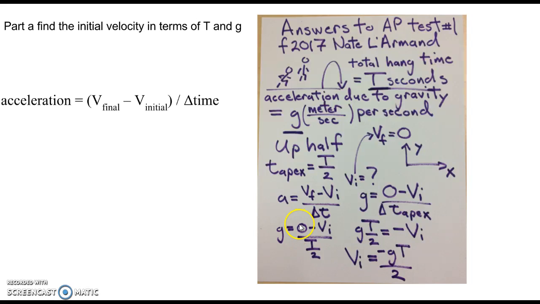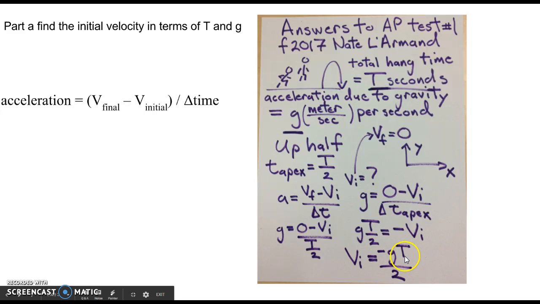So now, final velocity minus the initial velocity, divided by the total time divided by 2, equals the acceleration due to gravity. We multiply both sides by this term, T divided by 2, and we end up with gT divided by 2 equals negative vi. That just means vi equals negative gT divided by 2. Not that bad.